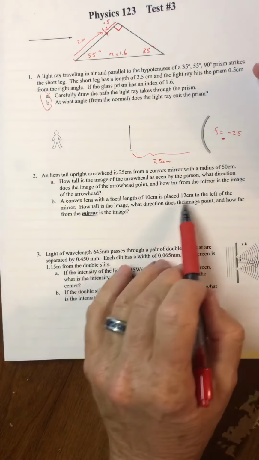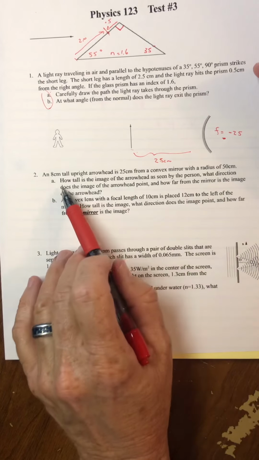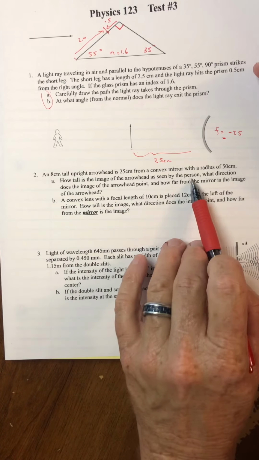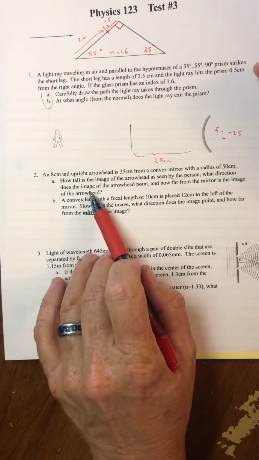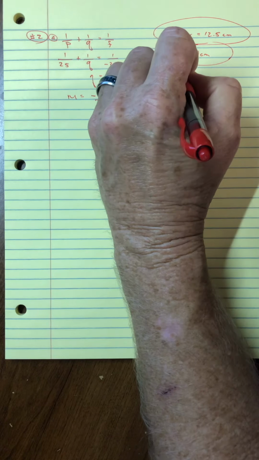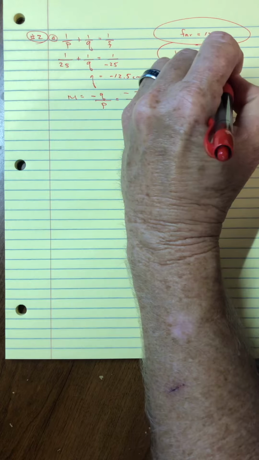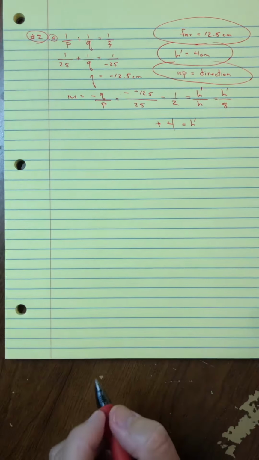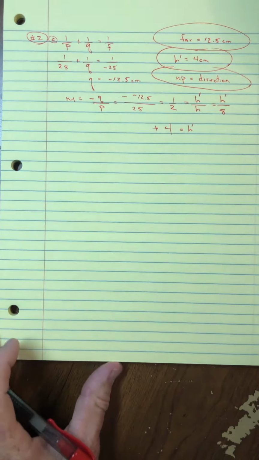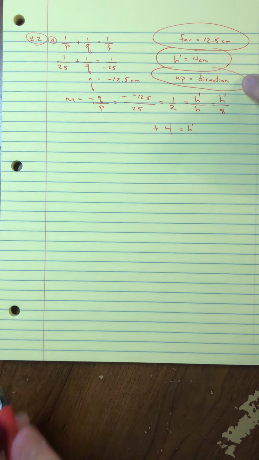I think that was another part of this question. Right? It says, how tall is the image, so it's 4, what direction does the image of the arrowhead point? And since the magnification is a positive number, it would be up. And so if I say direction, it would be up. So there's the answer to part A, the 3 pieces: how far, how tall, and what direction.